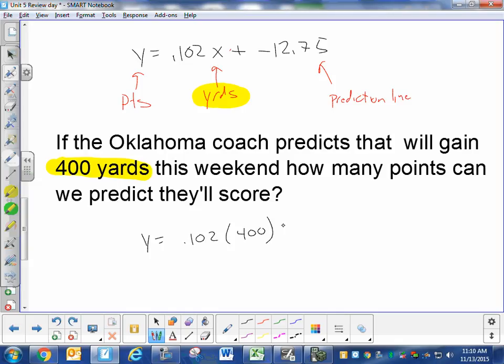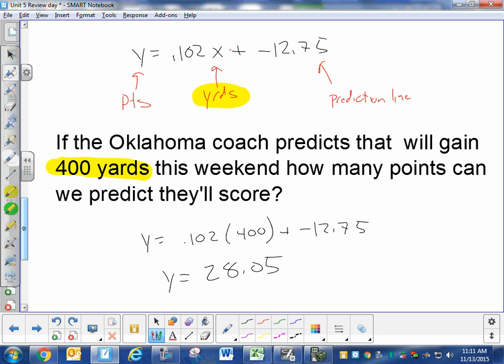What we do is we say, oh, well, if we're going to gain 400 yards, you plug in 400, type this into your calculator, you get 28.05. Well, if you're Bob Stoops, maybe you want to change your prediction because probably 28 points is not going to beat Baylor this weekend. Okay?